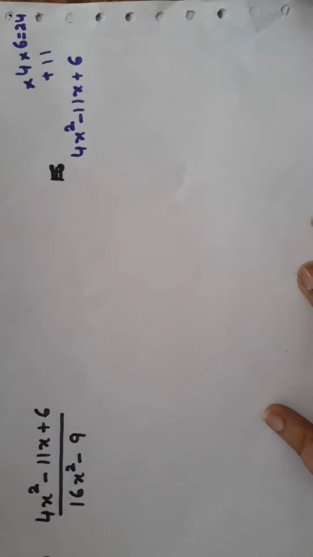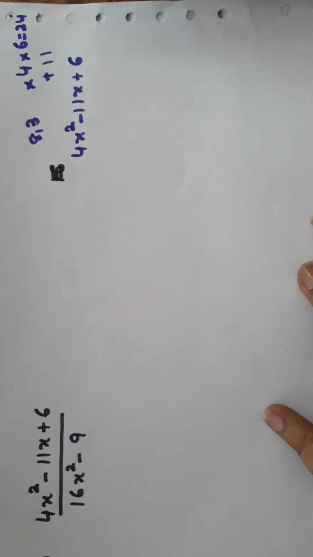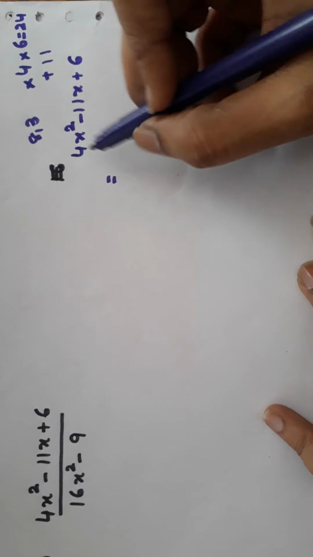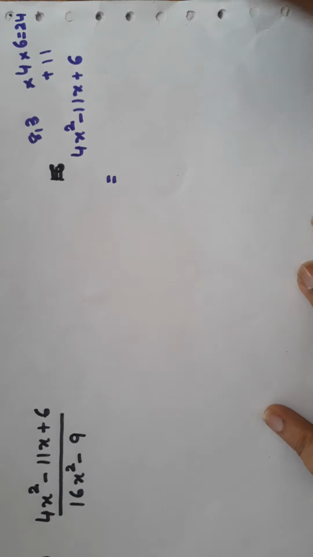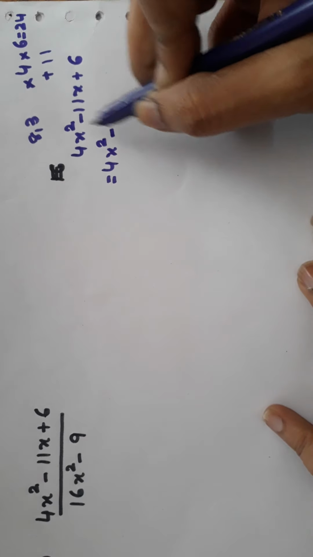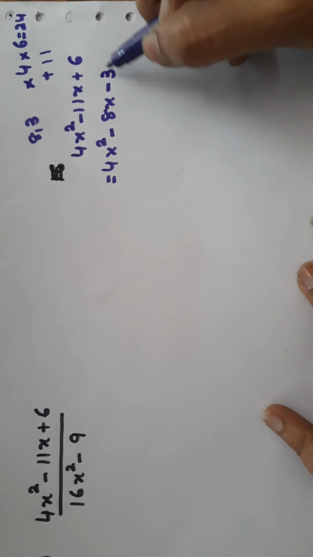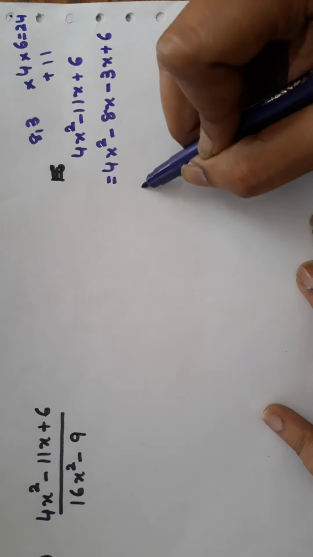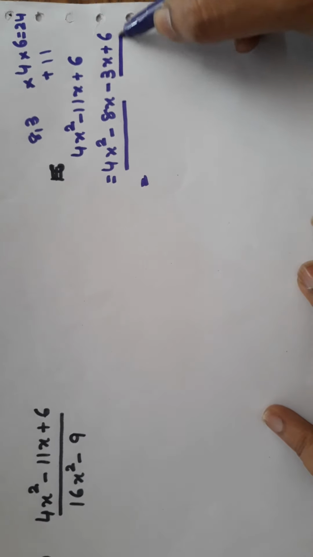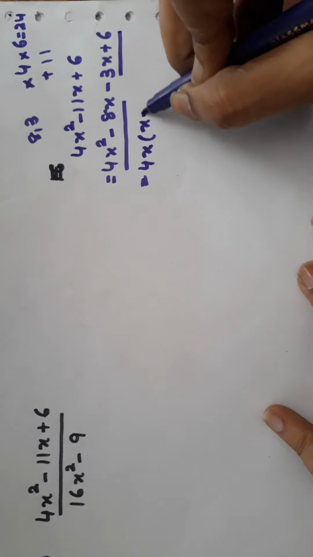24 is 8 into 3. 8 into 3 is 24 and 8 plus 3 is 11. So now keeping all the terms same, split the middle term. 4x square, the bigger number is 8, minus 8x plus 3x, plus 6. Pair up the first two terms and the last two terms. In the first two terms 4x is common, x minus 2.